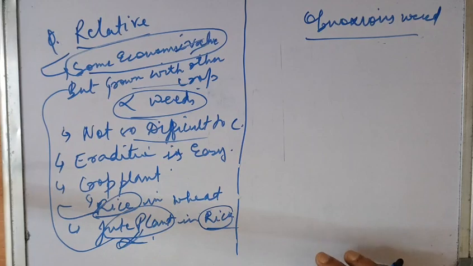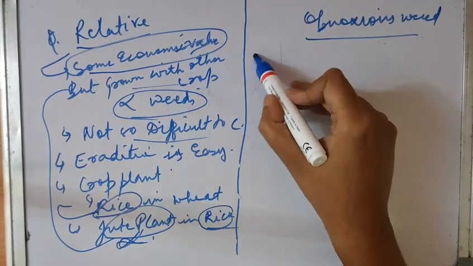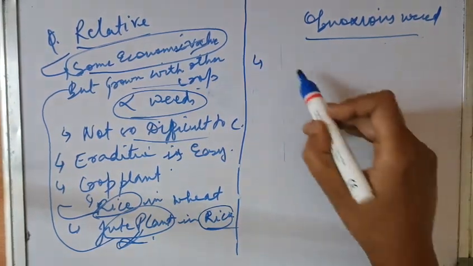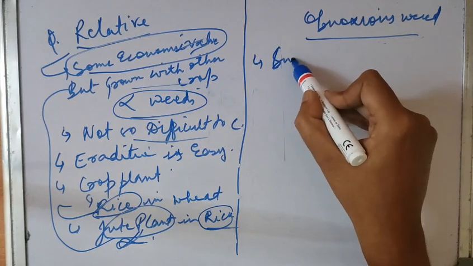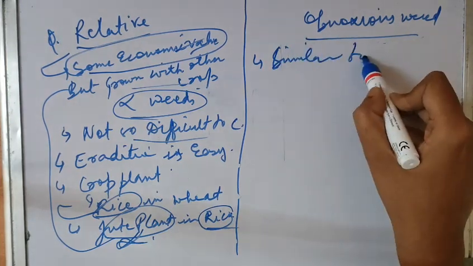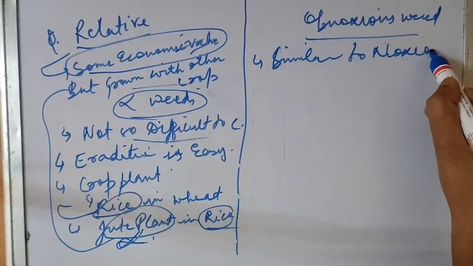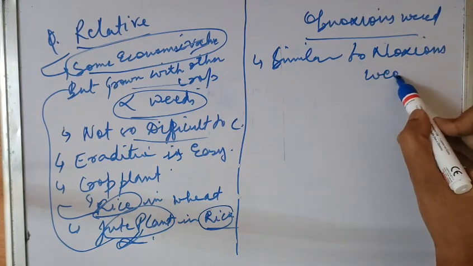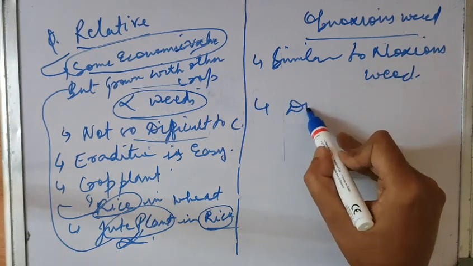Now moving to obnoxious weed. As we know, noxious weeds are hard to control. They are similar to noxious weeds. Difficult to control.